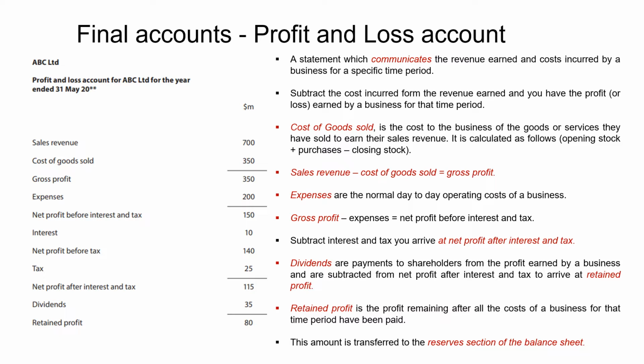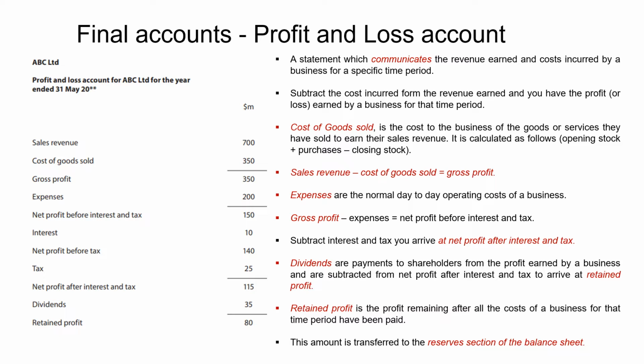So keep it simple. Sales revenue is just simply the money you earn from selling goods or services. You subtract from that cost of goods sold. Now, the cost of goods sold is simply the cost to you as a business of the goods or services you have sold to earn that revenue. That gives you gross profit.